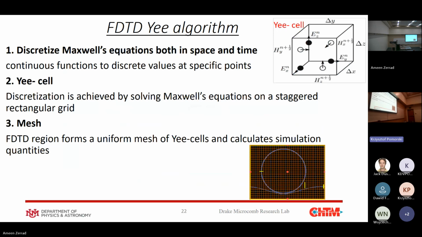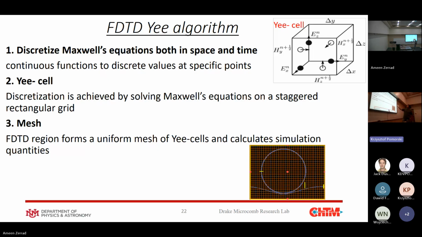It works off of the Yee algorithm. I didn't put the citation here, but the original paper, I think, is from the 1960s. I just went back and read it myself. It's actually quite interesting. But I'll give you my sales pitch on how it works. It takes Maxwell's equations, which are a continuous set of partial differential equations, and turns these continuous functions into discrete values at specific points. So how does it discretize Maxwell's equations? You go from a continuous set of differential equations to a set of finite difference equations.